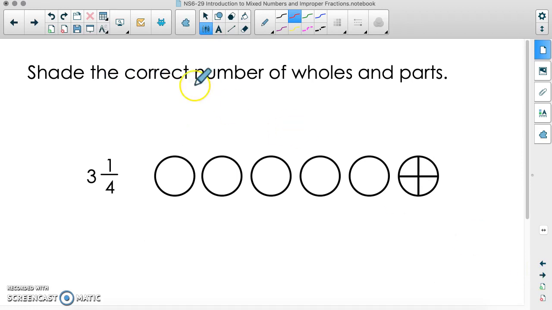So let's now go the other way. We're going to shade in the correct number of wholes and parts for 3 1/4. You'll notice that there are more circles here than you need. The last circle here I've divided already into 4 because the denominator of our fraction, 3 1/4, is 4. So if I asked you to shade this in, you would shade in 3 full circles, and then you would shade in 1/4 of this last circle.